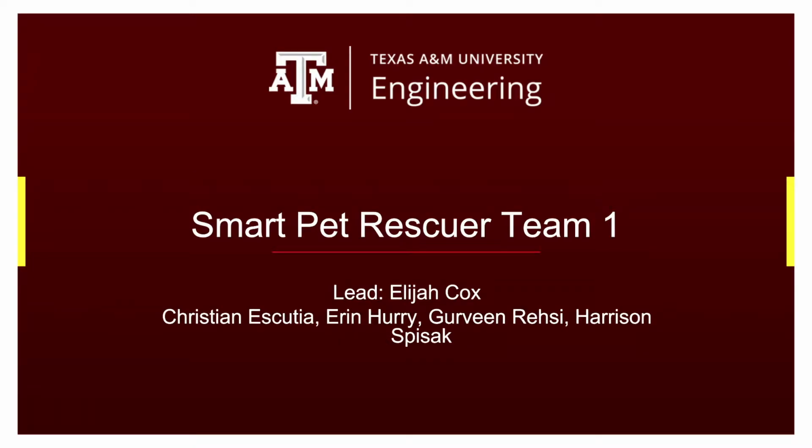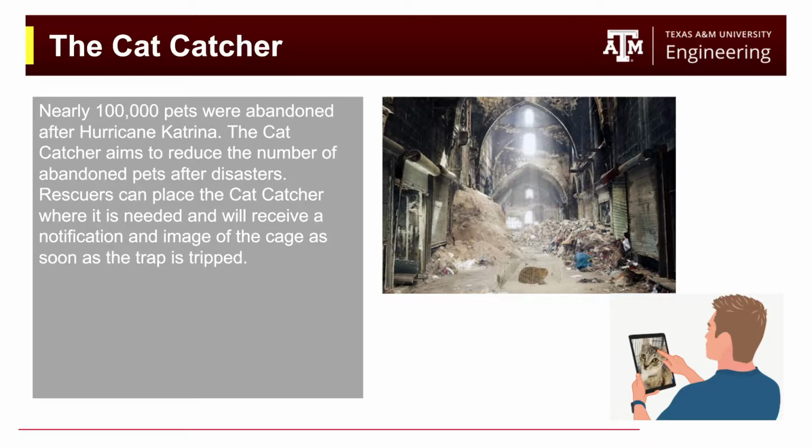Welcome to the project proposal presentation for the Smart Pet Rescuer. Nearly 100,000 pets were abandoned after Hurricane Katrina. The cat catcher aims to reduce the number of abandoned pets after disasters. Rescuers can place the cat catcher where it is needed and will receive a notification and image of the cage as soon as the trap is tripped.